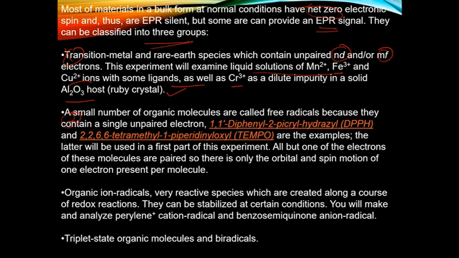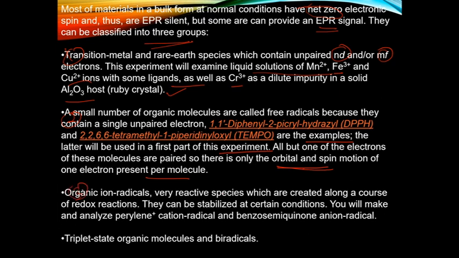The second group is a small number of organic molecules called free radicals, because they contain a single unpaired electron. DPPH and TEMPO are the most common examples. The latter will be used in the first part of this experiment. I am not including this, just mentioning it here. All but one of the electrons of these molecules are paired, so there is only the orbital and spin motion of one electron per molecule. Per molecule, per spin, and per orbit.